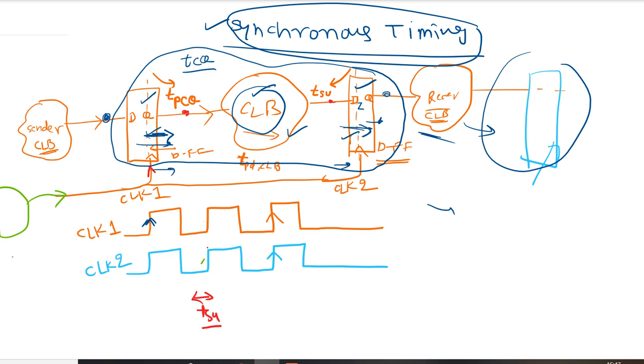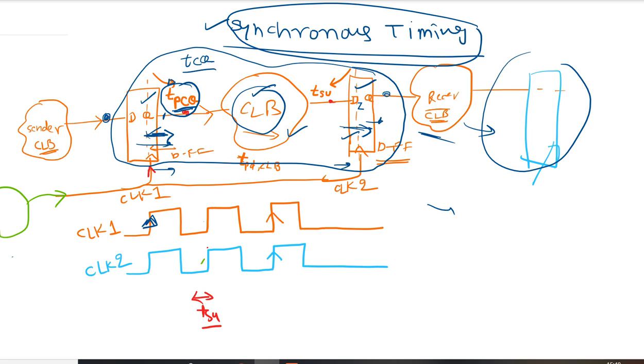So when the data is sampled at this clock 1 rising edge, at the output it will need some time to arrive. We call it the clock to Q propagation delay, and when we talk about the maximum clock to Q delay, we call it propagation delay. So the maximum time taken by this D flip-flop from clock to the output is the clock to Q propagation delay, TPCQ.